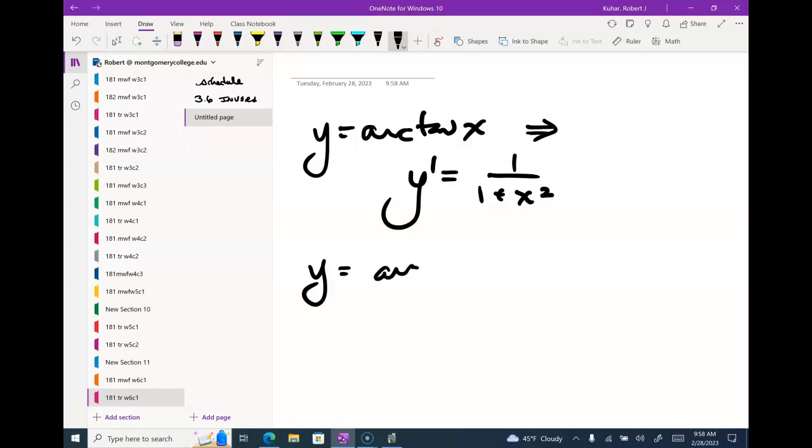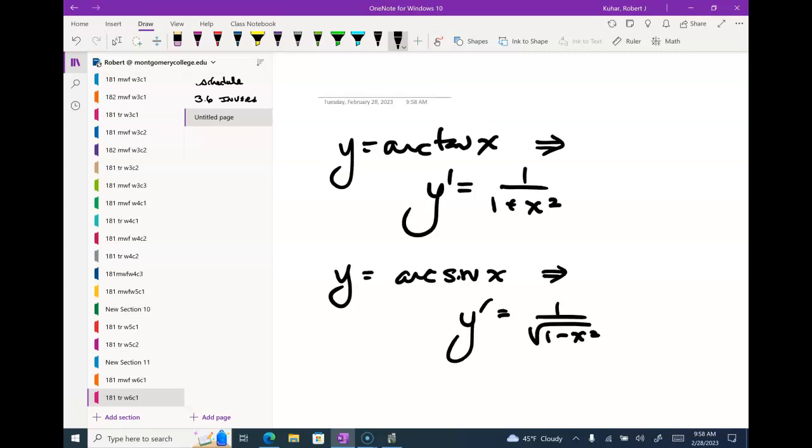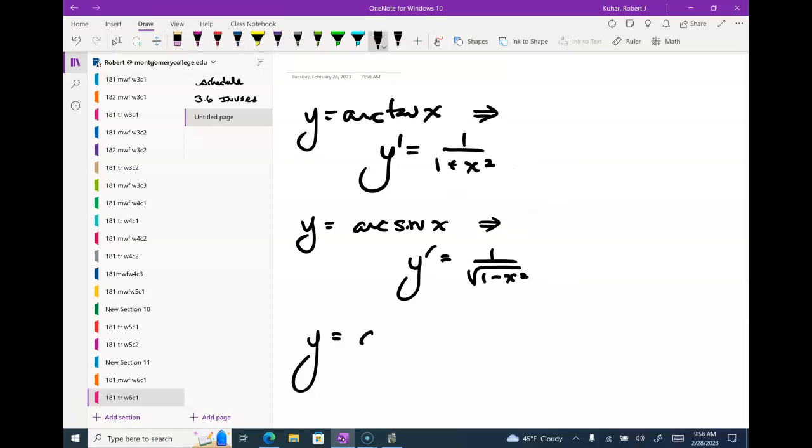Y equals arc sine of x. This one I just did. Gives me y prime is 1 over square root of 1 minus x squared. And arc cosine, which I usually don't give, but I just listed here anyway. This one gives me the opposite derivative of arc sine, so minus 1 over square root of 1 minus x squared. Those are the only 3 I ever ask you about. Really, it's just the first 2, arctan and arc sine.